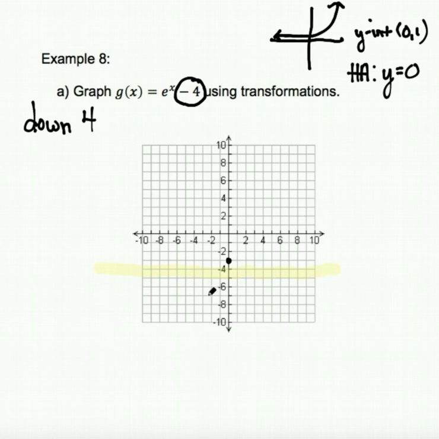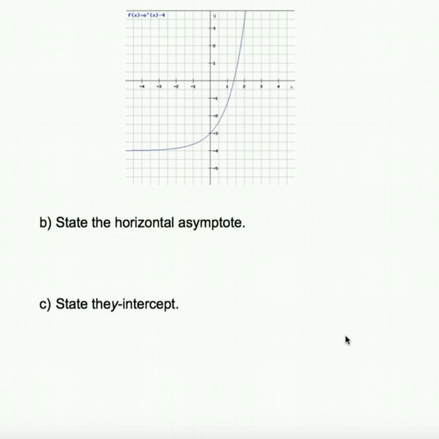And then I just go ahead and draw the general shape of my graph. Again, my asymptote is negative 4, so I don't want to cross negative 4. So my graph is going to look something like that. Screen, so I have a much nicer graph, but it's still the graph of y equals e to the x minus 4.